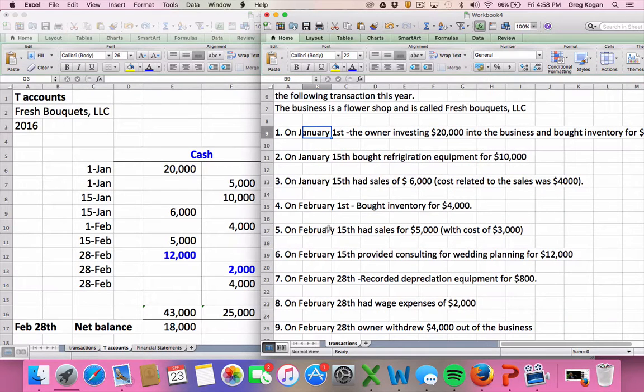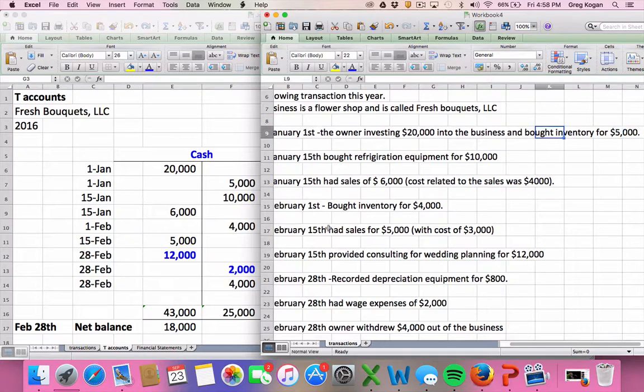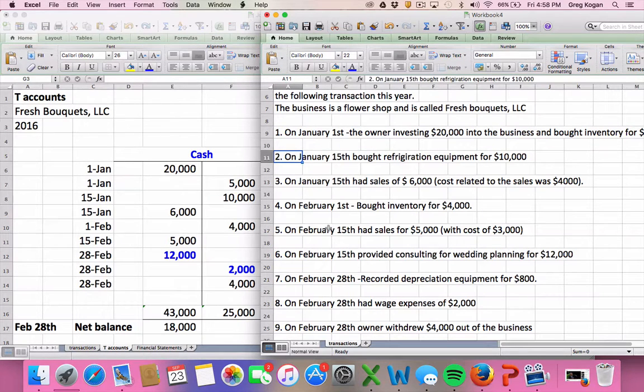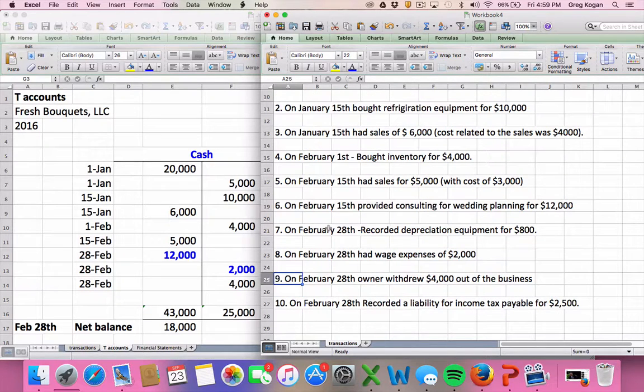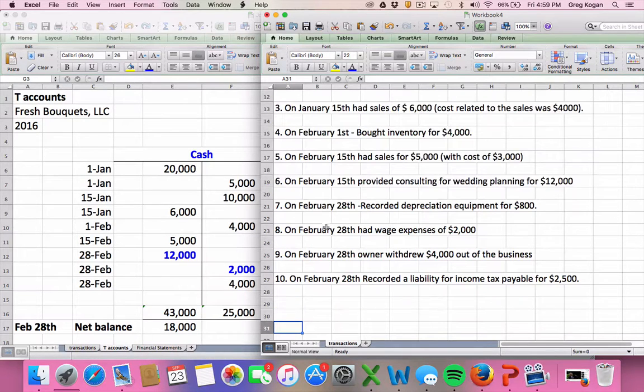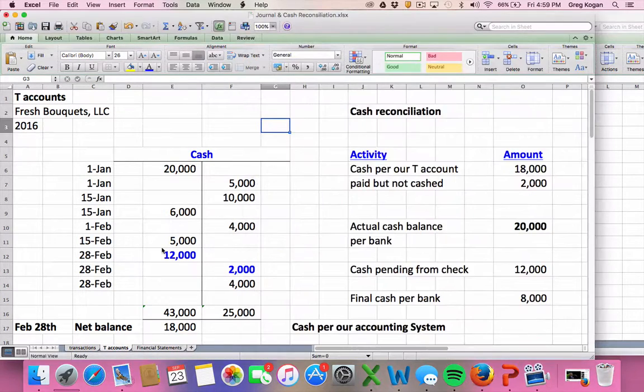And they had the owner invest in the business and buy some inventory. They bought equipment, had sales of 6,000, bought inventory for 4,000, had sales of 5,000, then provided some consulting for wedding planning for 12,000, recorded some depreciation, and had wage expense of 2,000. Then the owner withdrew 4,000, and they had a liability.